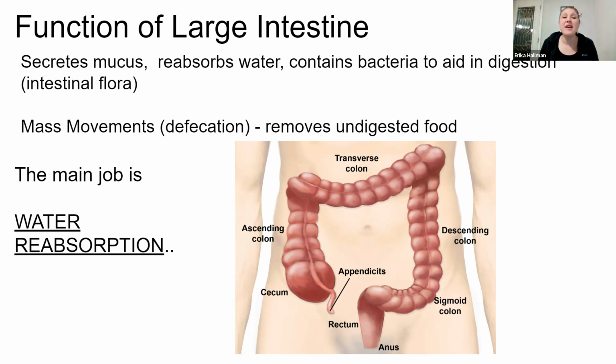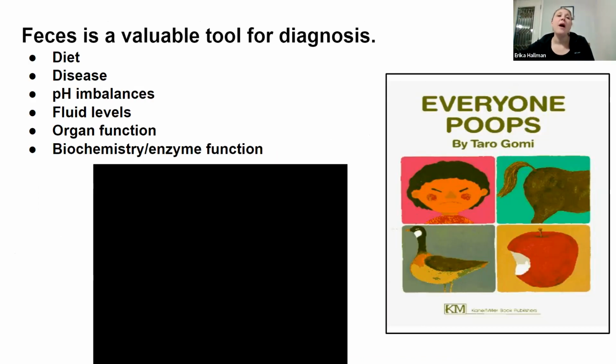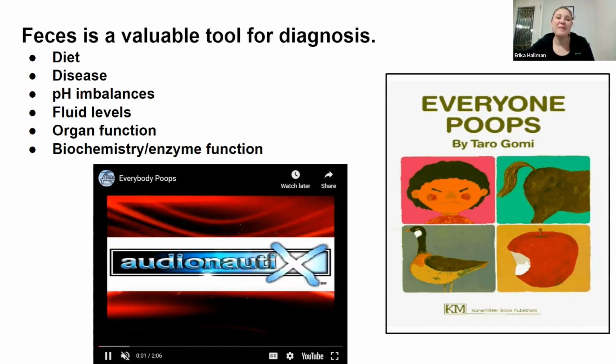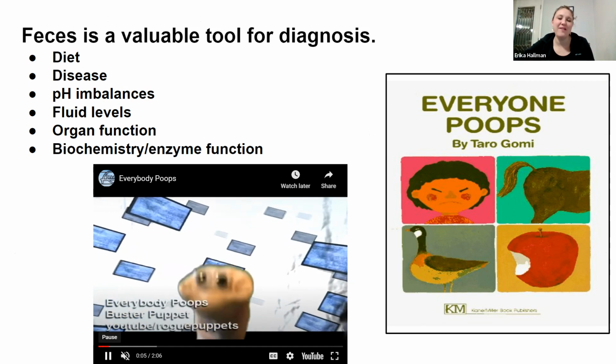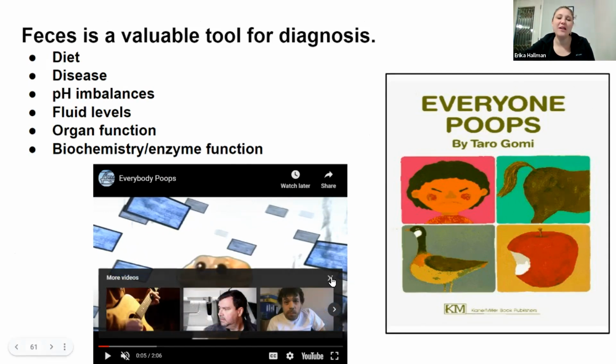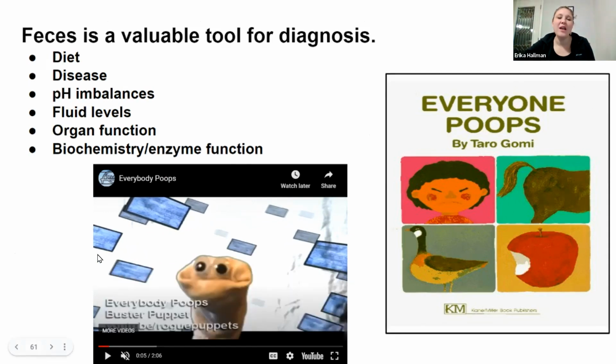So we call this our intestinal flora, or sometimes we call it our microbiome. The intestine then is going to be in charge of defecation and removing that undigested food. There's a lot to be learned from poop, and I will not put you through it now, but there is a pretty funny video starring a sock puppet that goes through how everybody in the world poops.